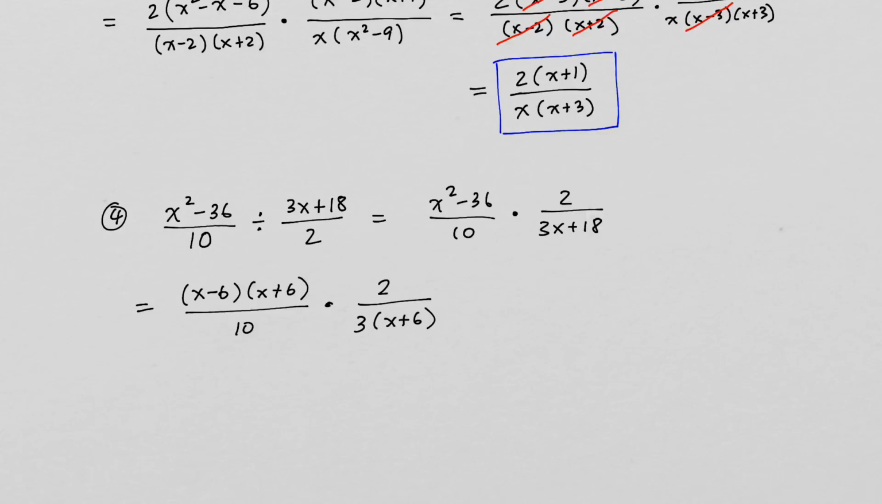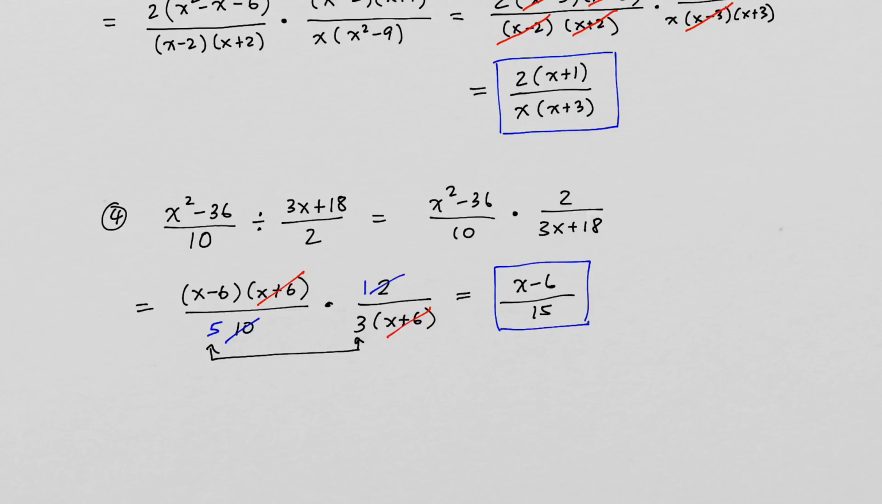And after doing that, we can cancel common factors of x plus 6 here. And there is a common factor between 2 and 10. 2 goes into 2 1 time, and 2 goes into 10 5 times. And so what we have left over in the numerator is just x minus 6, and in the denominator, we have 5 times 3, which is 15. And this is our final answer. Please do not cancel the 6 with the 15, because these are terms, not factors.